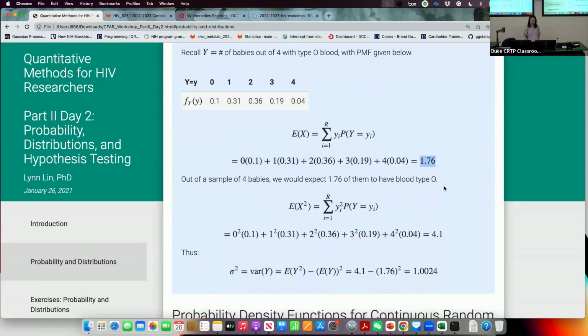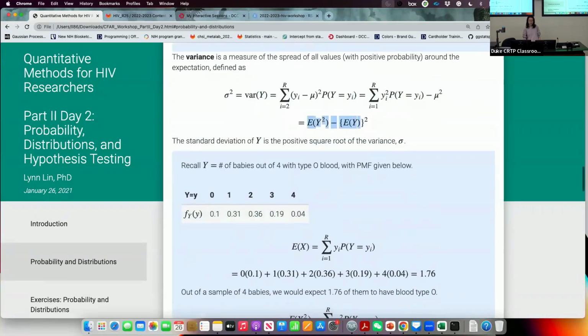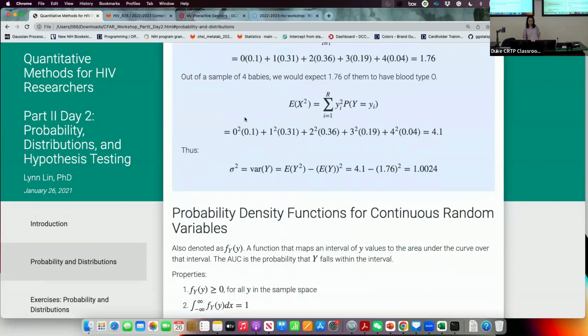And similarly, we can calculate the variance. They are using this formula: first, we square all the possible values, which is 0 squared, 1 squared, 2 squared, 3 squared, and 4 squared. And then they subtract the square of the expected value. So this is the variance for this random variable.